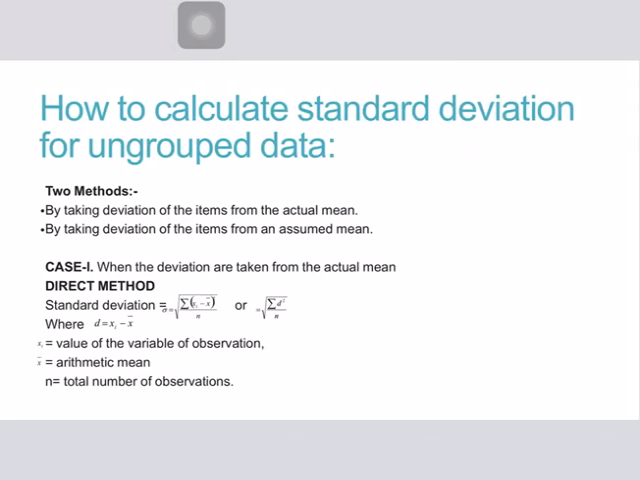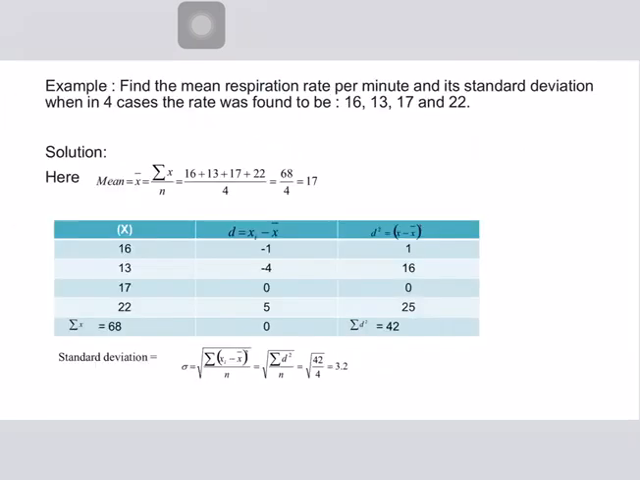Here the formula is already given, where d equals deviations from the actual mean, xi means value of observations, x bar is the arithmetic mean, and n means total number of observations. Let's take an example to understand how to calculate standard deviation with the use of the formula. Find the mean respiration rate per minute and its standard deviation for the observations 16, 13, 17 and 22.